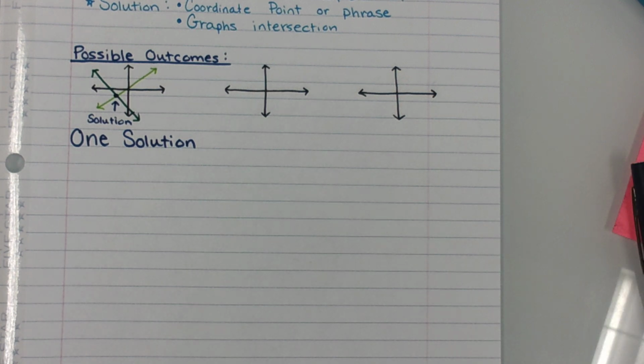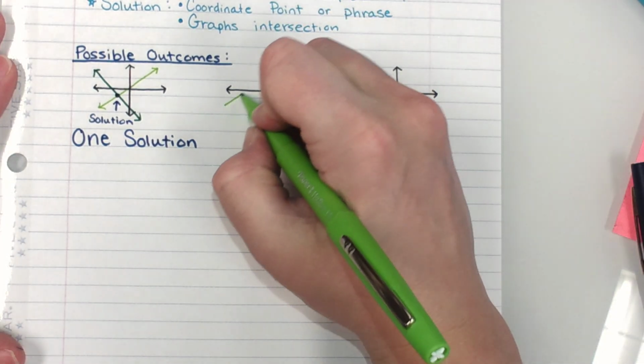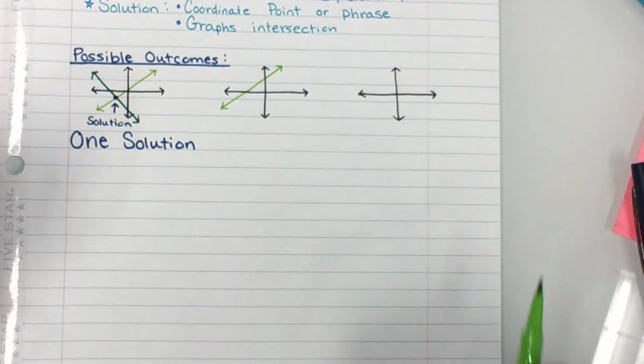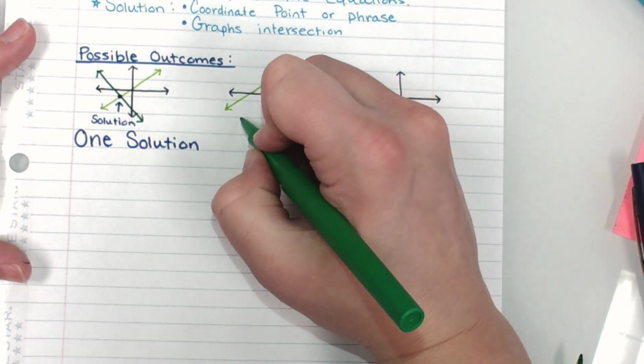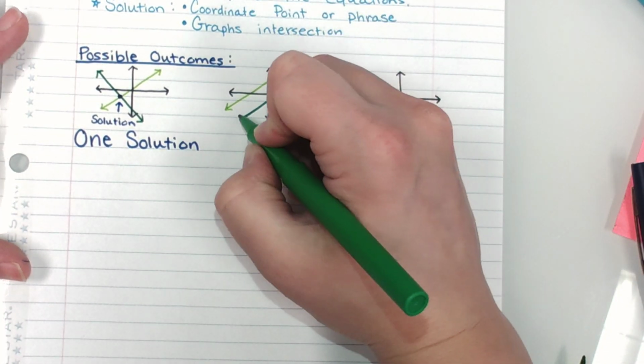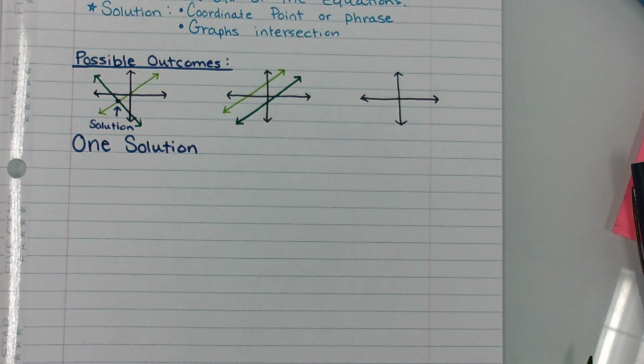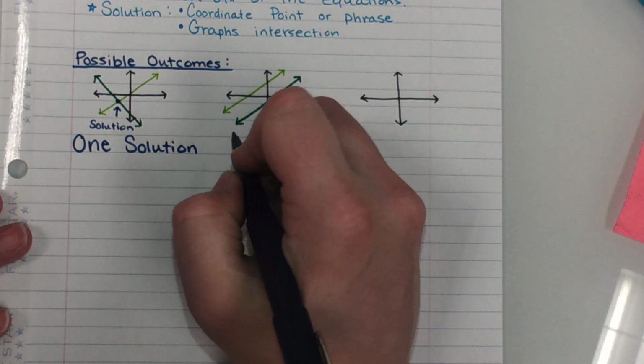The other possible setups, though. Because you can have graphs that look like this. How do you describe those 2 lines? Parallel. When the lines are parallel, do you notice they don't intersect? And if they don't intersect, and the intersection point has to be where they intersect, that means there is no solution.